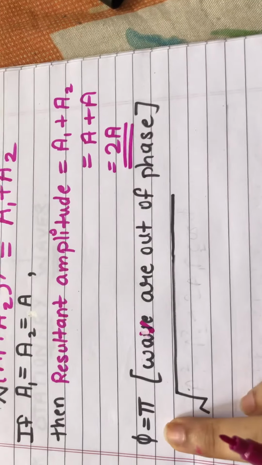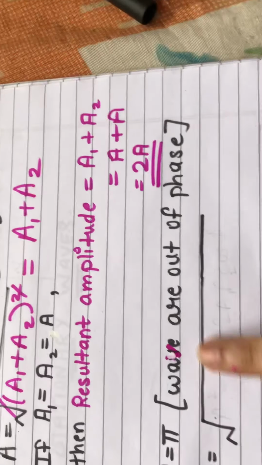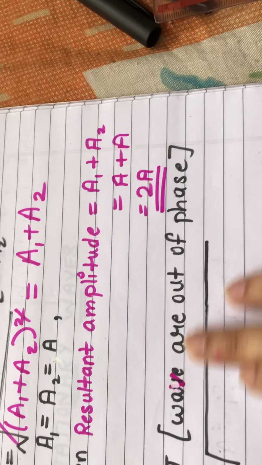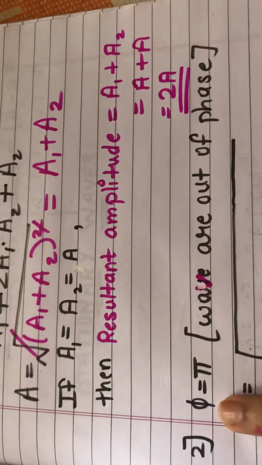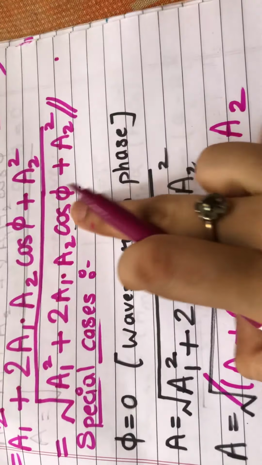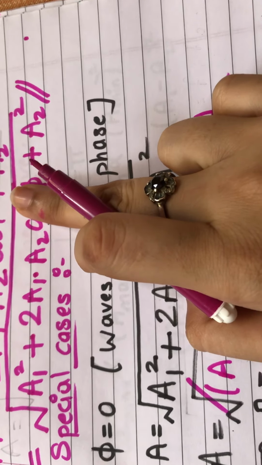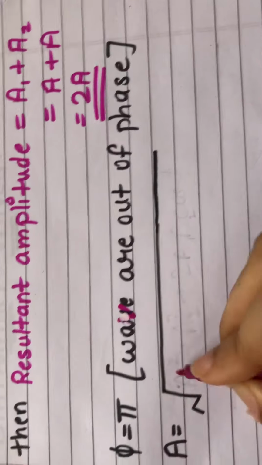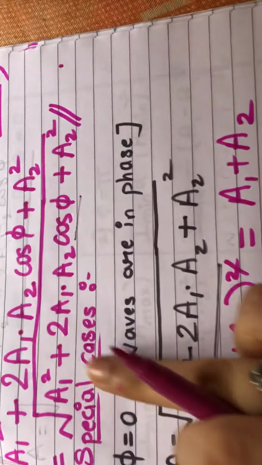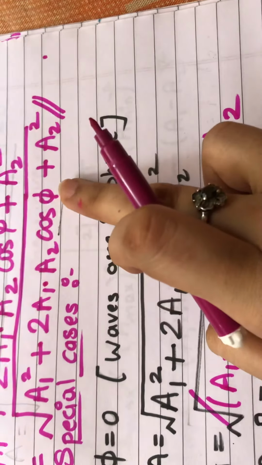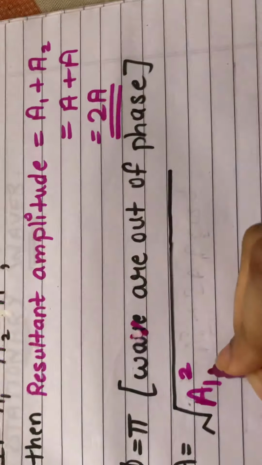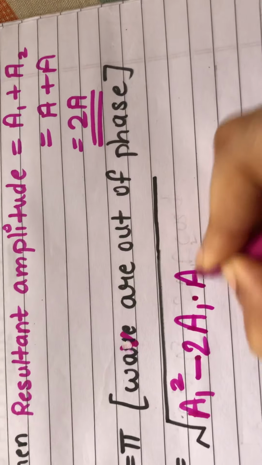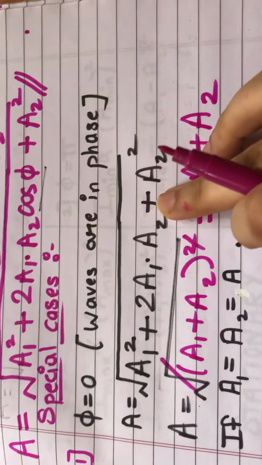Now the second special case: if phi is equal to pi, it means the waves are out of phase. If you just have this statement that waves are out of phase, it means the value of phi will be pi. So let's substitute: cos of pi will be minus 1. So what will happen to this equation? a1 square, and in place of phi I substituted pi, so cos of pi is minus 1, so here we'll have minus, so this will become minus 2a1 a2 plus a2 square.